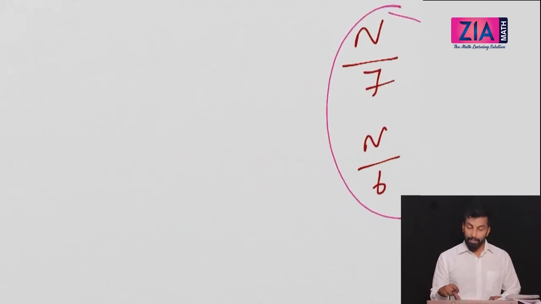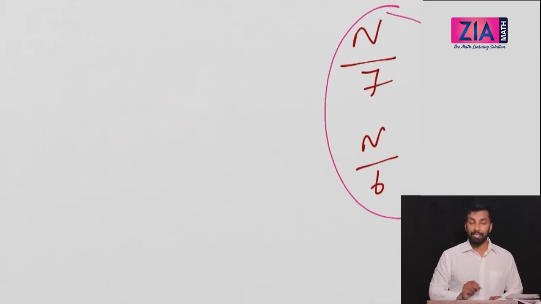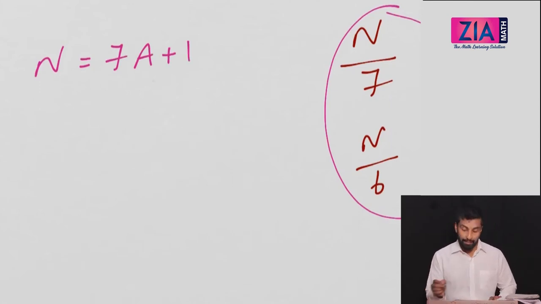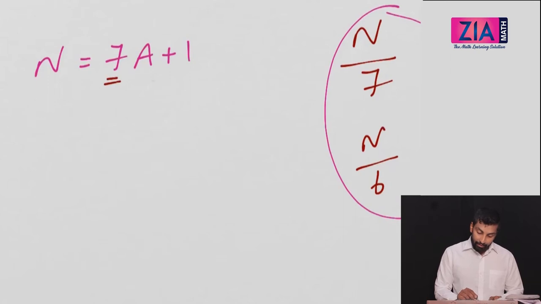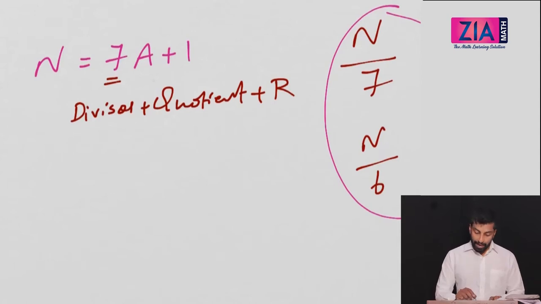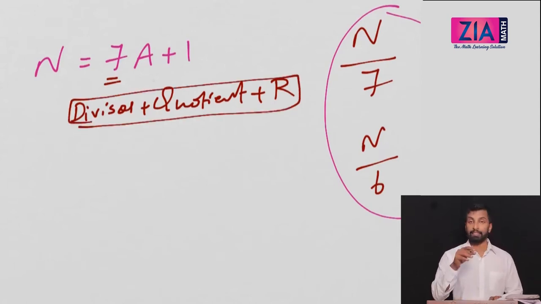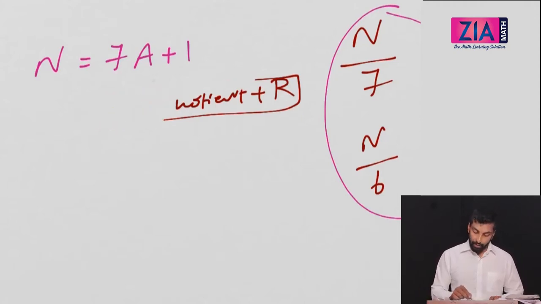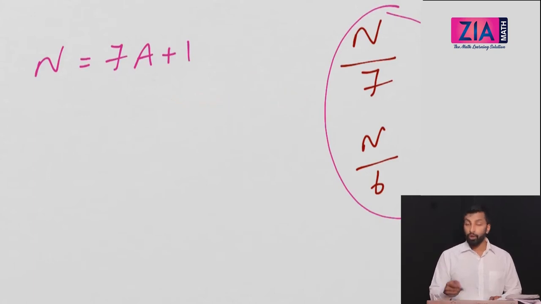So how will you represent this question? I have a number, that's what they're asking, what is that number, which when divided by 7 leaves a remainder 1. I'll write it like this: 7a plus 1. Here 7 is the divisor, a is the quotient, and 1 is the remainder. So any number you can represent like this: divisor into quotient plus remainder. You don't know what a is. If you know a, directly you can write the answer.